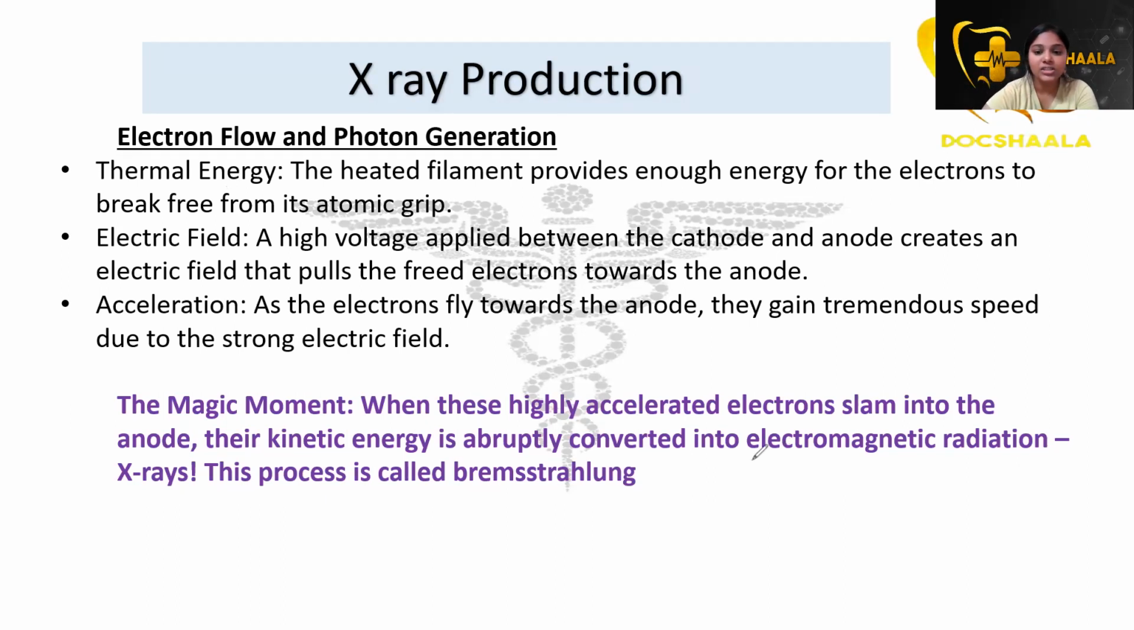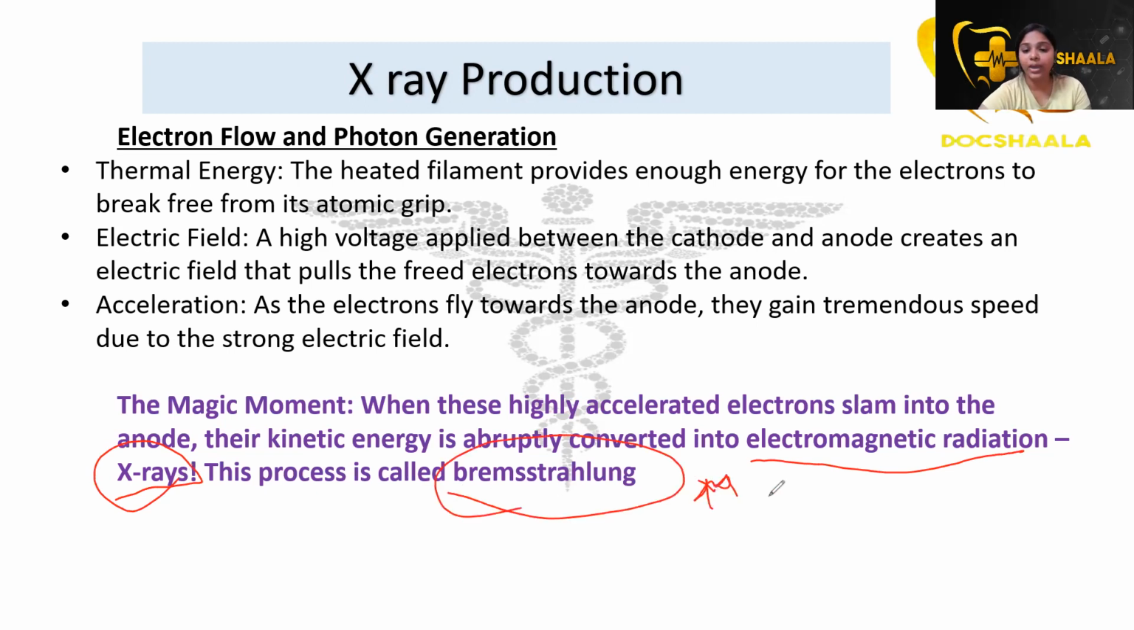So this is important. The electromagnetic radiation, X-rays, are produced like this. This effect is also known as the Bremsstrahlung effect. This is an important effect. You have to keep it in mind, MCQs have been asked on this in various exams previously.